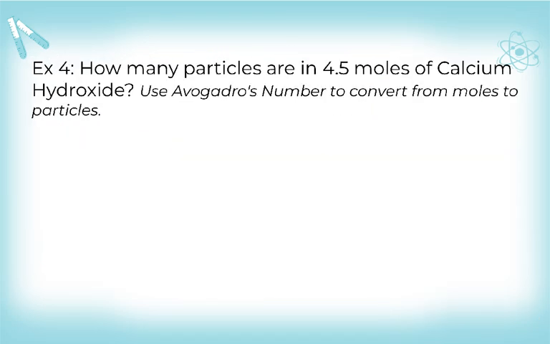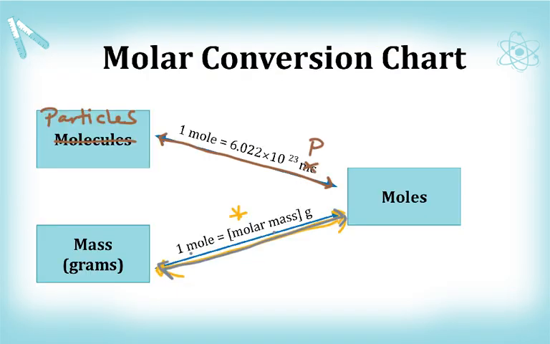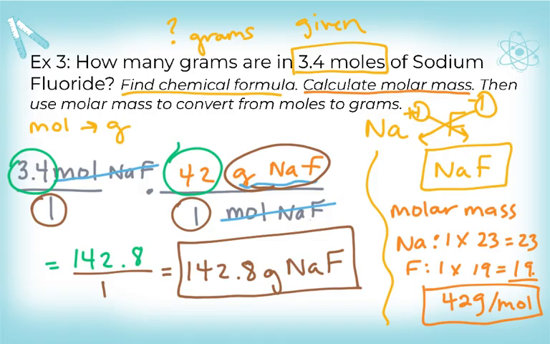All right, one more practice together. Feel free to pause if you think you can do this one on your own. How many particles, so my unknown is particles, are in 4.5 moles, this is my given value, of calcium hydroxide? Use Avogadro's number to convert from moles to particles. So if we look back at that conversion chart, going between particles and moles, that conversion factor doesn't have any value we need to find. It's always that 6.022 times 10 to the 23rd. So I don't need to find my molar mass on this one.